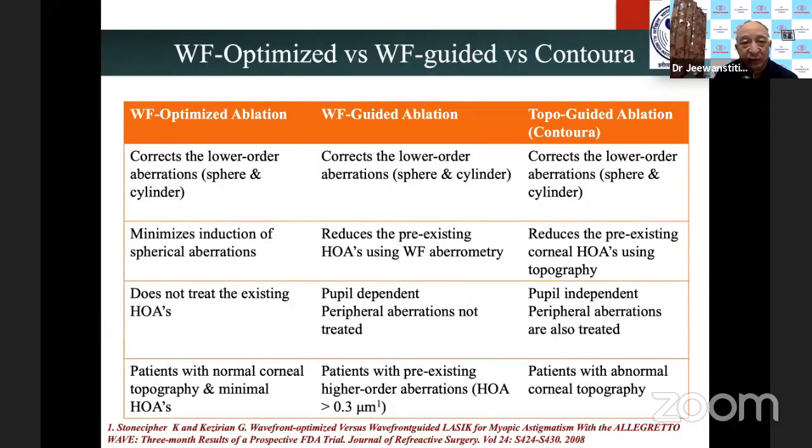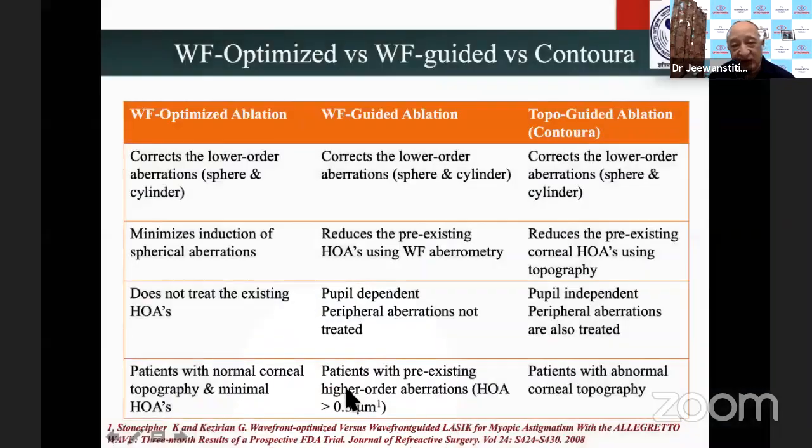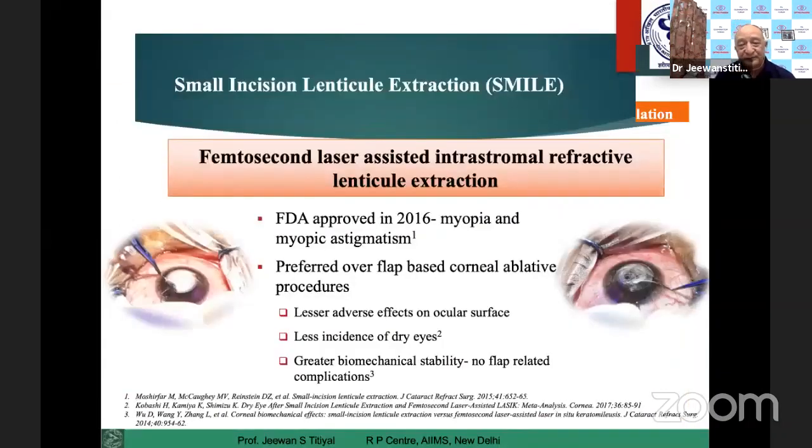Most commonly, people use wavefront optimized ablation. Wavefront guided is only left for those cases where you have pre-existing higher order aberrations. Topo-guided ablation or Contoura, people say, gives better contrast, better vision. It is normally acceptable for all types of cases, but mainly for compound myopic astigmatism, people take it. So this was for the LASIK procedure. It has been there for 3 decades. Now something on SMILE, that is small incision lenticule extraction.